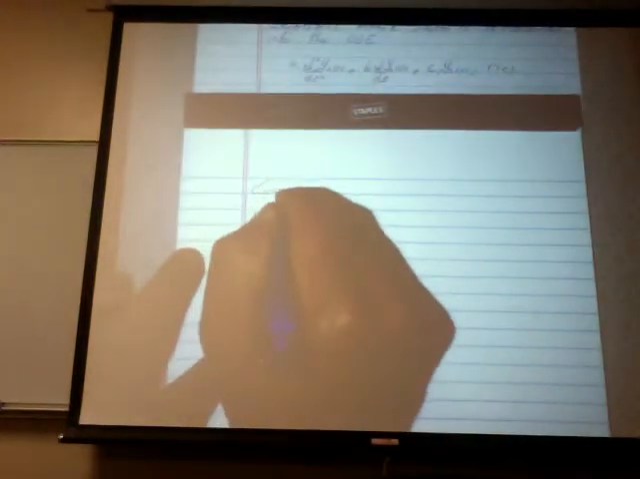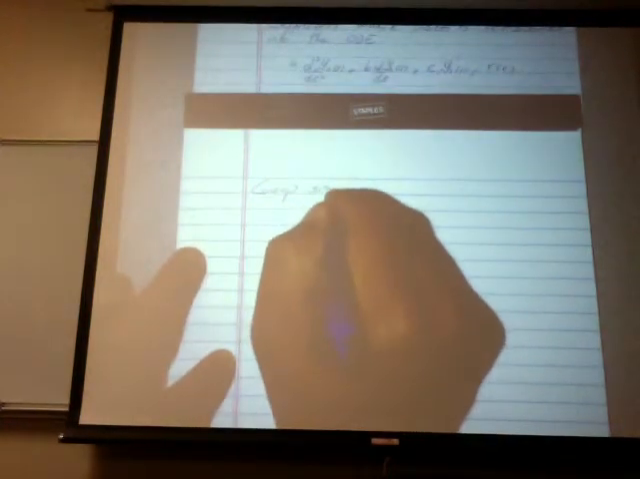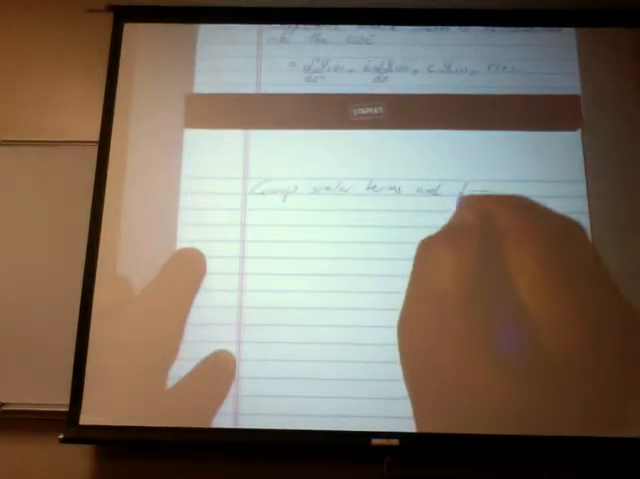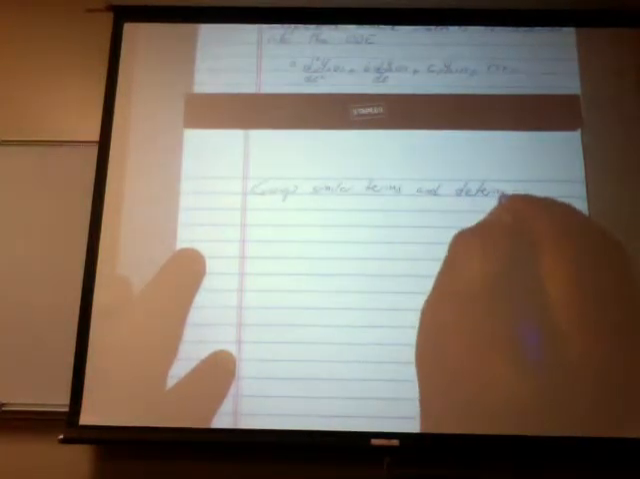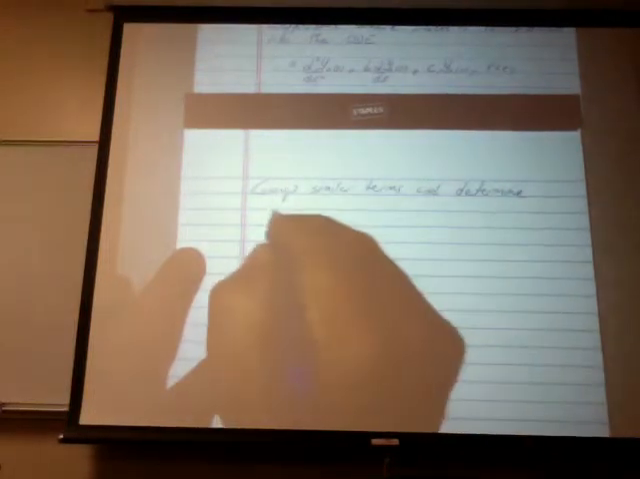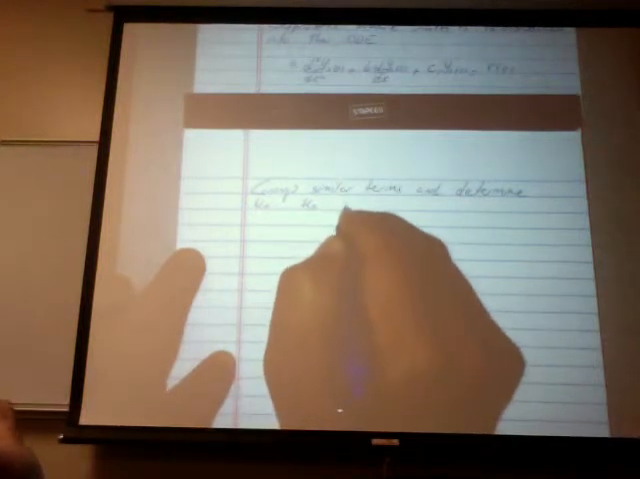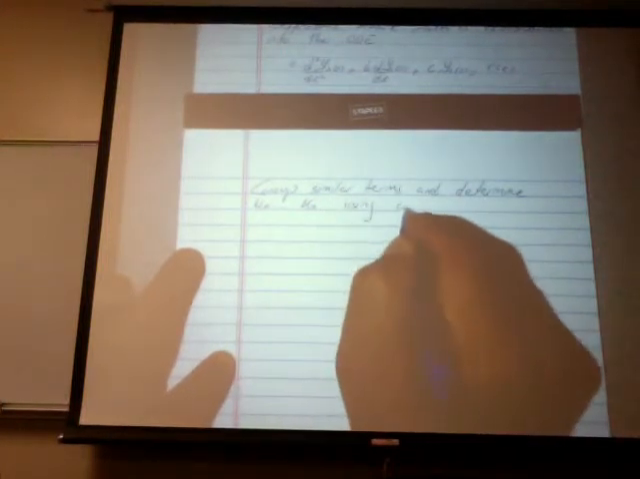So basically, group similar terms and determine k0 through kn using compatibility.